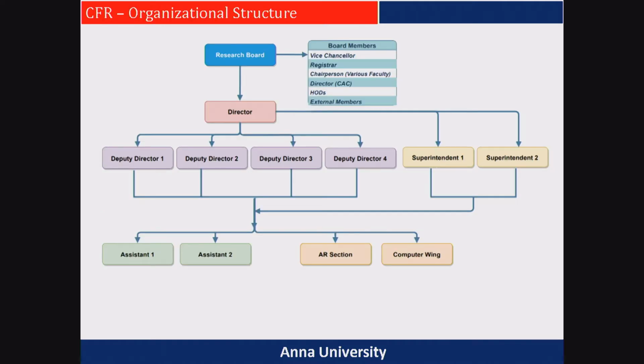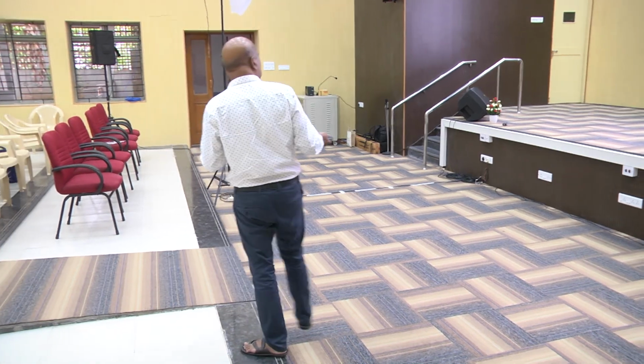This is the organization of our CFR. The research board is the prime body here. The research board comprises the Vice Chancellor, Registrar, of course the Director, the Director of Center for Academic Courses, HODs, and external members. The current research board contains one external member from IIT Madras, one from NITTR located at Taramani, and one member who is a Self-Finance Engineering College principal. So there are around 18 members in the research board.